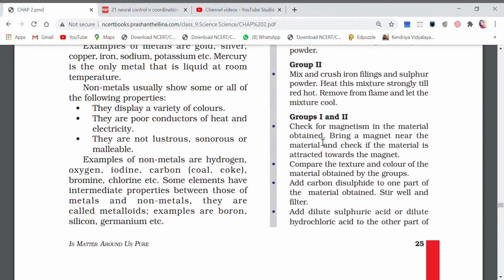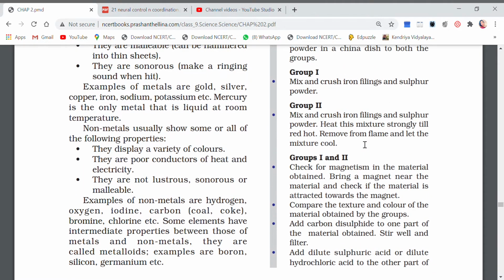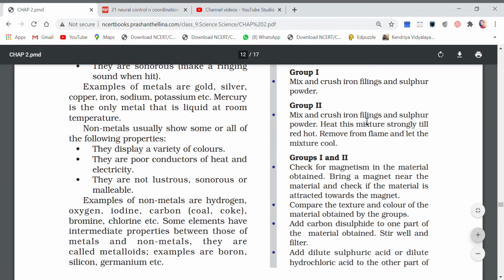Now what happened? Check for magnetism. अब हमने ग्रुप 1 और 2 को बोला चलिए आप मैग्नेट लेके आइए और देखो कि क्या आयरन फिलिंग्स मैग्नेट से अट्रैक्ट होती हैं. तो जब ग्रुप 1 मैग्नेट लेकर आता है आयरन फिलिंग्स गेट अट्रैक्टेड टू द मैग्नेट. बट what about group 2? The iron filings are not getting attracted to the magnet.